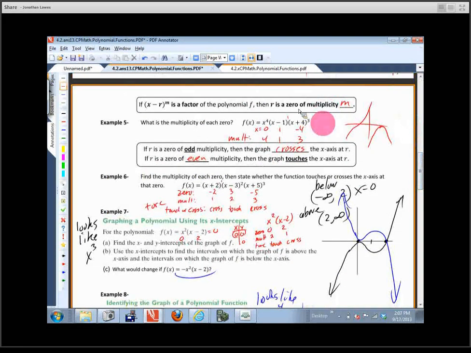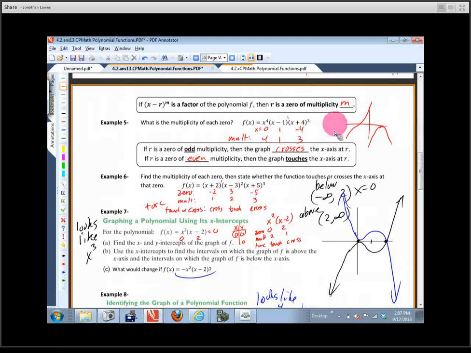And then we talked about multiplicity of a 0. What did multiplicity help us figure out about the graph? Touches or crosses. That's Jeff Thompson, everybody. You got that one. So if it's odd, it crosses. If it's even, it just touches. And we went through an example right here.